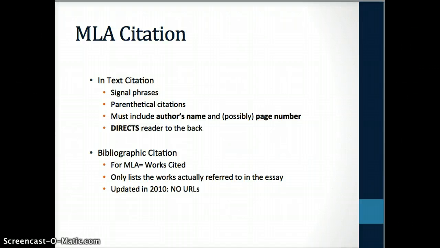Oftentimes you're going to use a parenthetical citation. Those are the little parentheses at the end of a sentence that has the author's last name and a page number in it. But however you do your in-text citation, it needs two parts. It has to include the author's name, and depending upon what it is that you're taking your source from, a page number. And the key to this really is that you only put enough in your in-text citation to direct your reader back to the bibliographic citation, back to your works cited page. And that's really where all of the information about the source is going to be located.